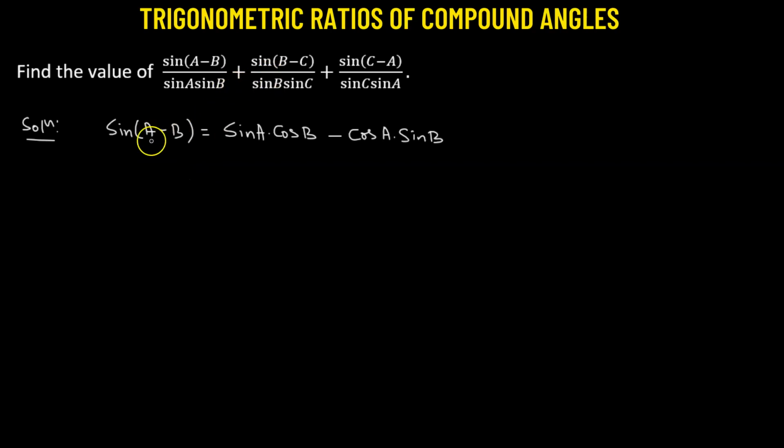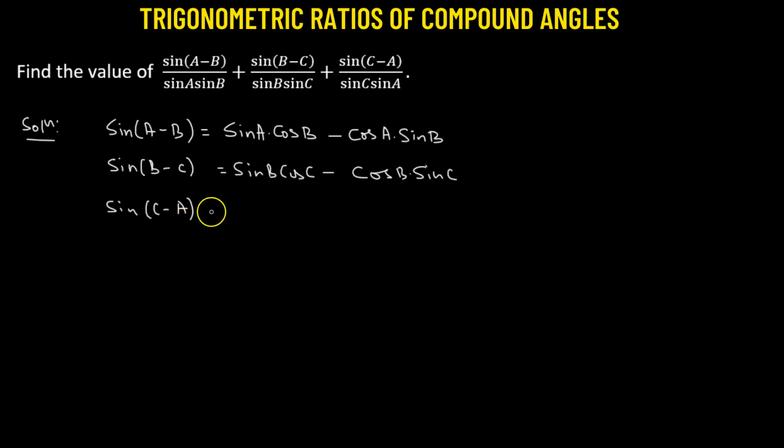Then using the same idea, we can also expand sine of b minus c. All we have to do is replace the value of a with b and b with c. So we're going to get sine b times cosine c minus cosine b multiplied to sine c. And we can also expand sine of c minus a. That's going to give sine c times cosine of angle a minus cosine c times sine of angle a.